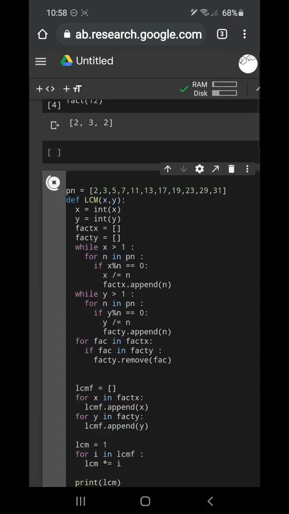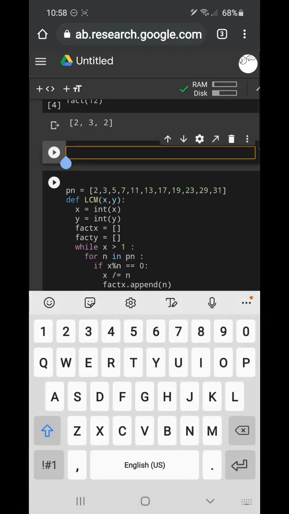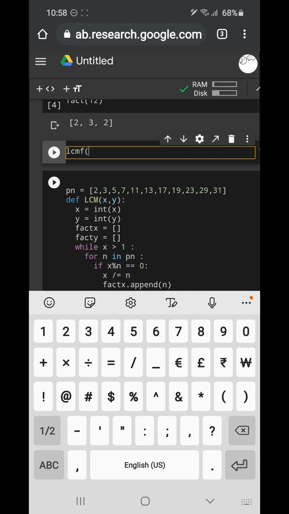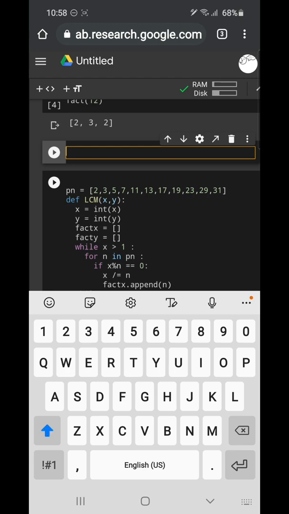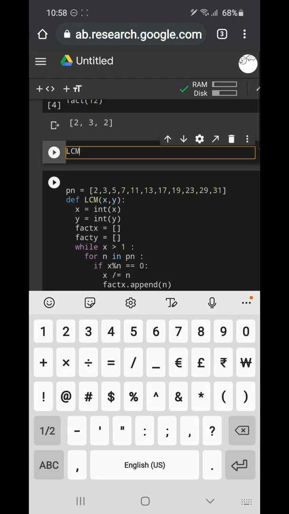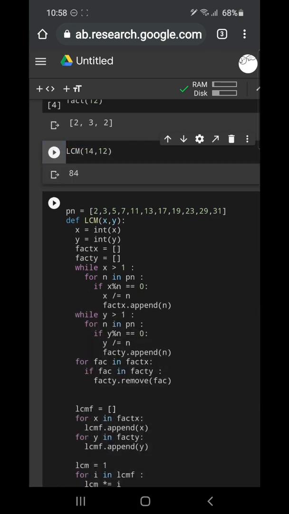Now let me just run the program, it is important. So LCMF, just a minute, I typed it wrong. LCM. Now I will find the smallest common multiple of 14 and 12. Now let's try running that and see if we can get the correct answer. Now we are getting the answer 84. So this is the smallest common multiple.